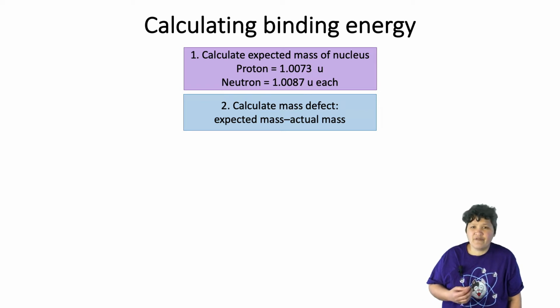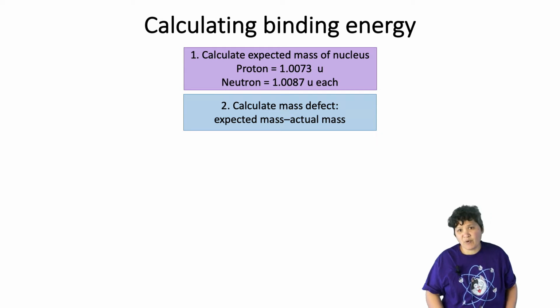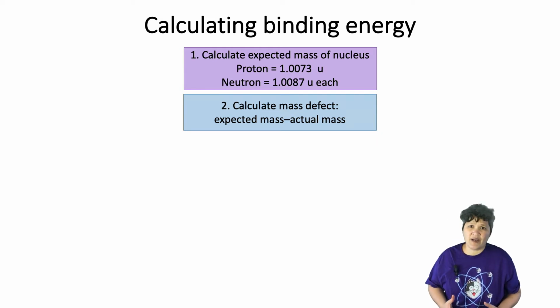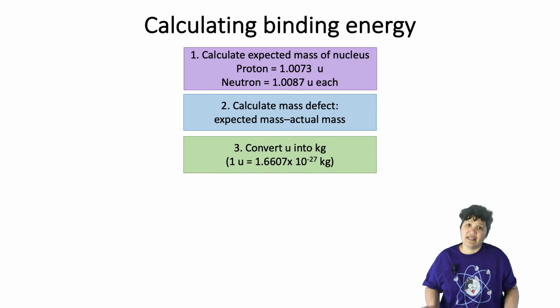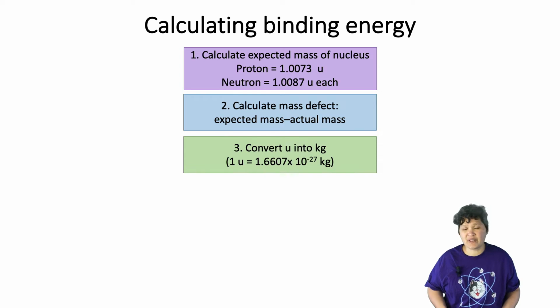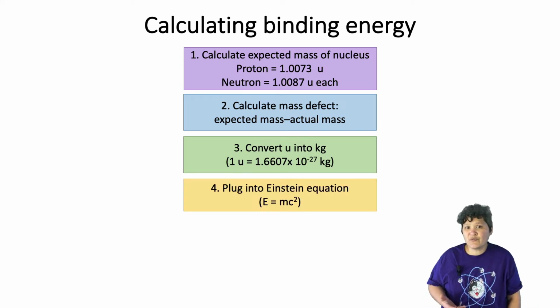This will give you a value for the mass defect in unified atomic mass units, but we're going to need that mass in kilograms for our calculations. So next up, we have to do that conversion. Now, take your mass defect in kilograms and plug it into the Einstein equation. This will give you a value for energy in joules.